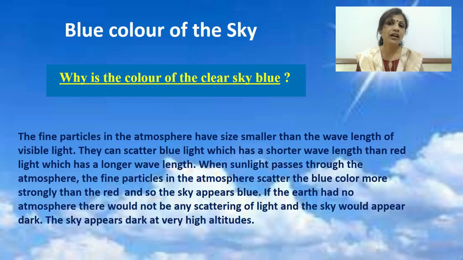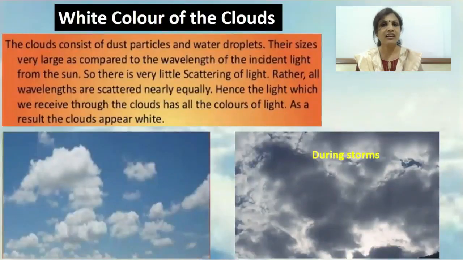Now the sky looks blue in color, but the clouds in the sky are white in color. What is the reason for this? The reason is the clouds are at a relatively lower height as compared to the sky, and therefore the clouds scatter the particles which are present in the lower atmosphere of the earth. Now the clouds consist of dust particles, water droplets and ice particles, and the size of these particles is large as compared to the wavelength of the incident light from the sun, and so there is very little scattering of light.